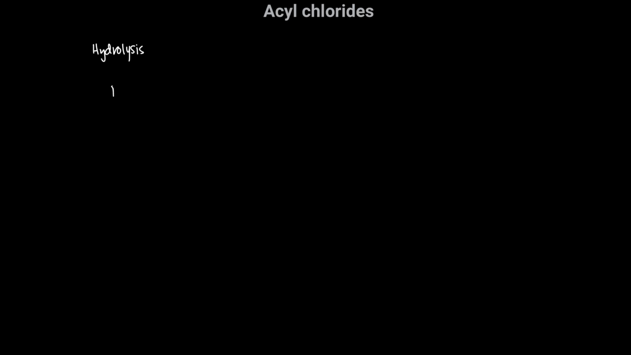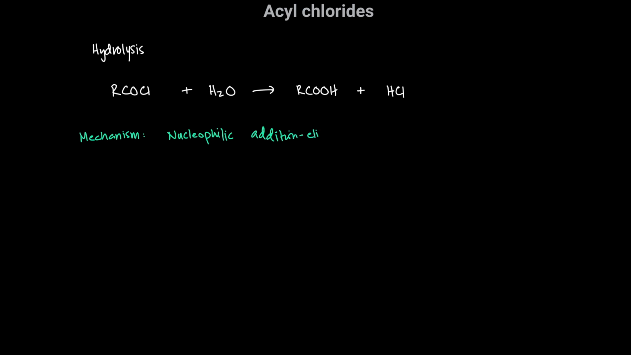So we have an acyl chloride, RCOCl, which reacts with H2O to form the carboxylic acid, RCOOH, or you can say RCO2H, and HCl. The mechanism for this reaction is known as addition-elimination, also referred to as nucleophilic addition-elimination. Sometimes you'll just see it referred to as addition-elimination.